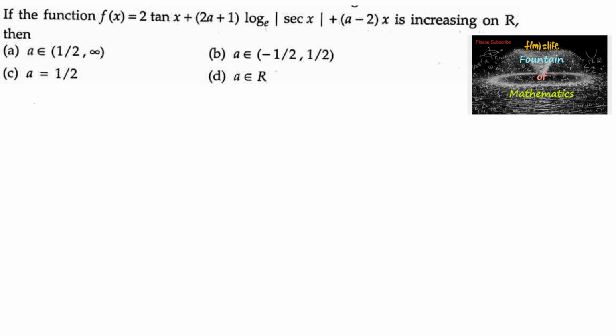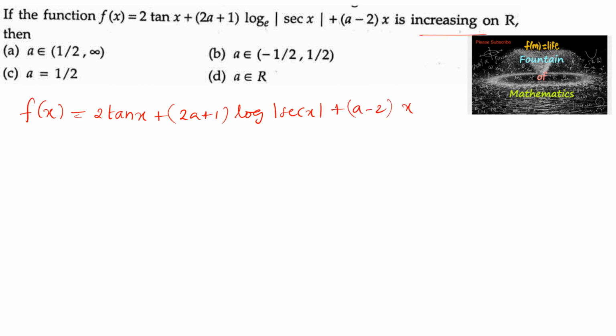If the function f of x is equal to 2 tan x plus (2a plus 1) log of |secant x| plus (a minus 2) x is increasing on real numbers, then find the range of a or the value of a. Since this function is increasing, we can say that f dash of x is greater than 0.